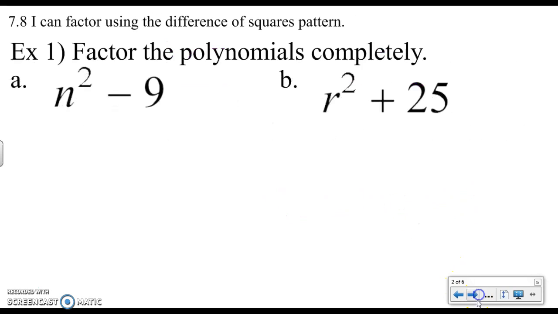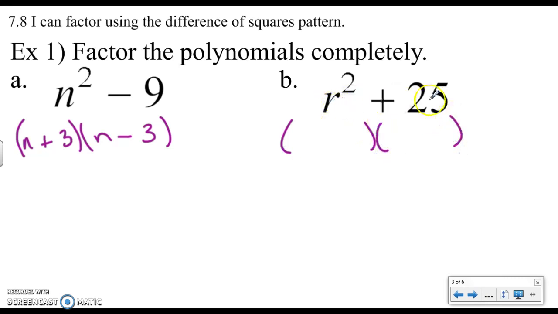Okay, let's go ahead and do a couple more. I can take the square root of n squared, so if I split that, I have n, and then the square root of 9 is 3, so I have n plus 3 and n minus 3. Okay, next one. Two terms. You can take the square root of both.